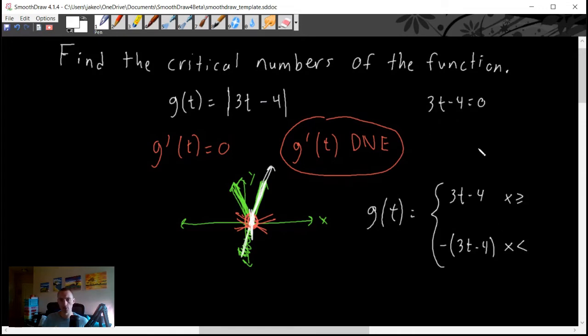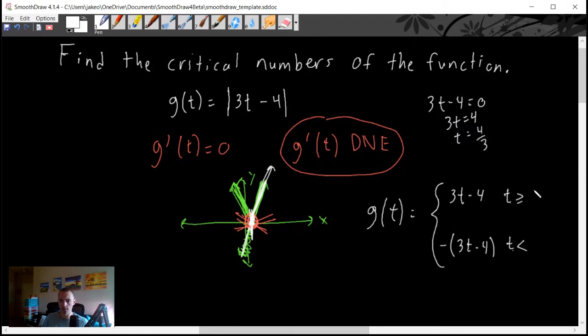So we just need to solve this to get, and actually I should not have said x here, I should have said t. Okay, so whatever the solution to this equation is tells us where this corner of our absolute value function is and where we would split our piecewise function. So doing that, we just add 4 to both sides, giving us 3t equals 4. Divide by 3 gives us t equals 4/3.